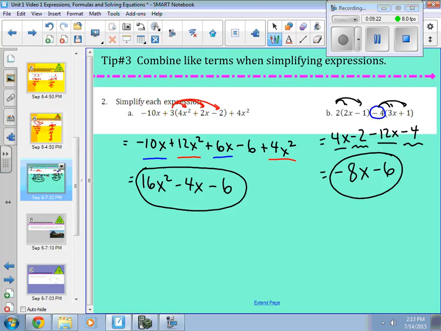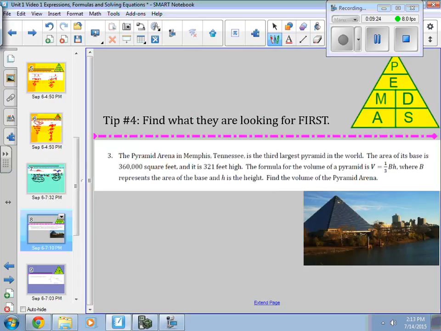All right, number 3 here. This is a word problem. You should also be able to take word problems and simplify if you get numbers that you need to plug in. In geometry, you guys looked at some formulas where you had to do this. Number 3 says the Pyramid Arena in Memphis, Tennessee is the 3rd largest pyramid in the world. The area of the base is 360,000 square feet, and it is 321 feet high.